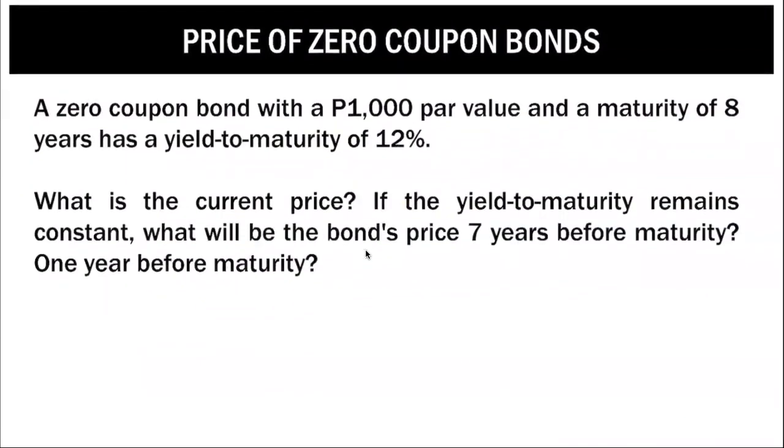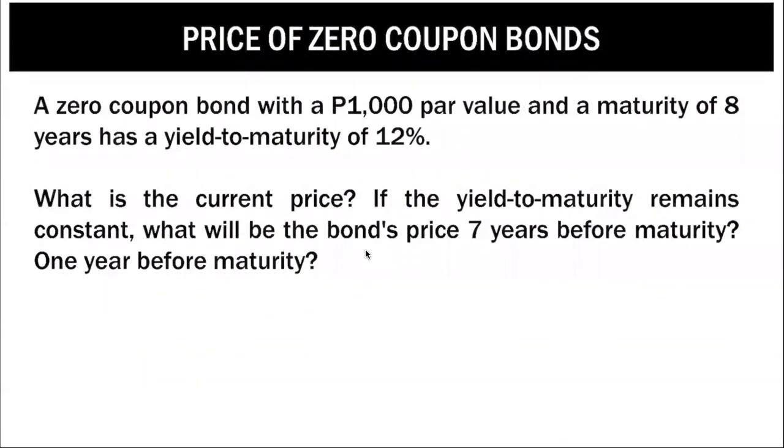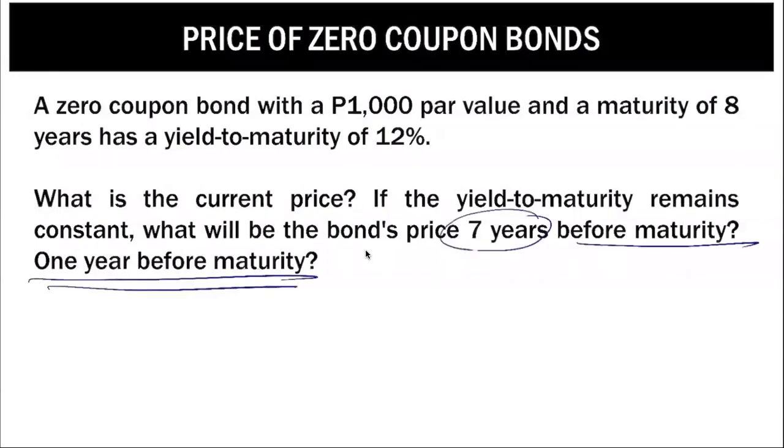So let's try to compute. A zero coupon bond with a 1,000 par value and a maturity of 8 years has a yield to maturity of 12%. What is the current price? If the yield to maturity remains constant, what will be the price 7 years before maturity and 1 year before maturity?